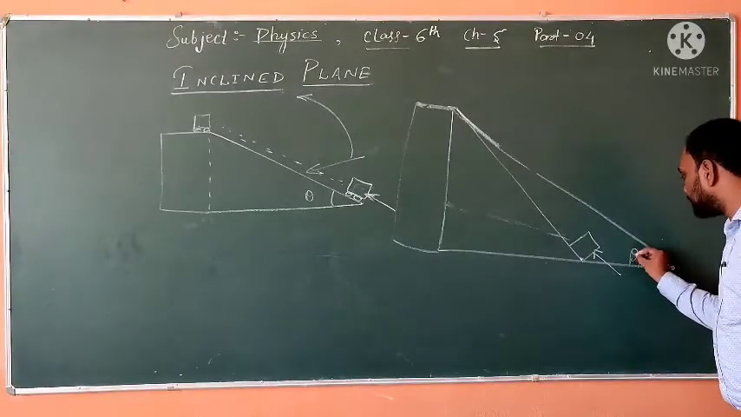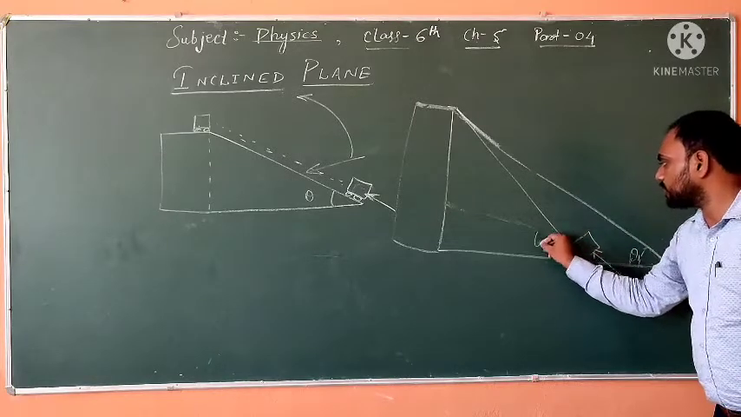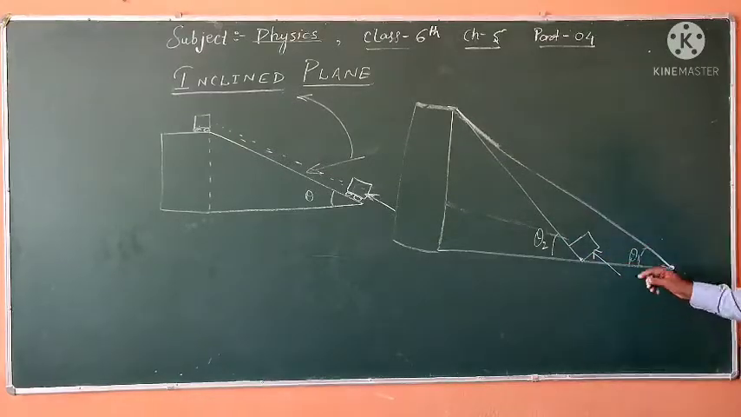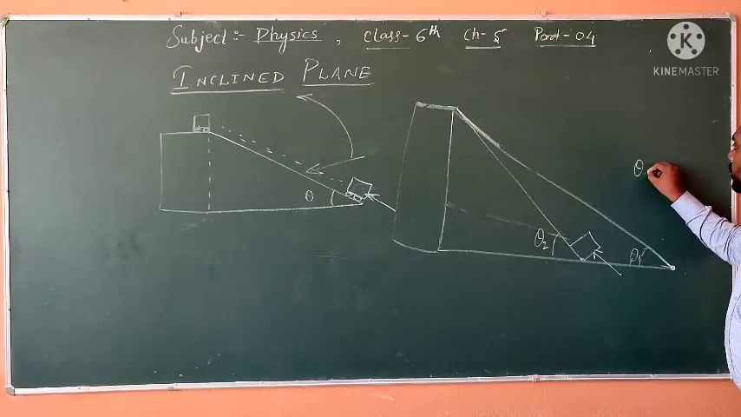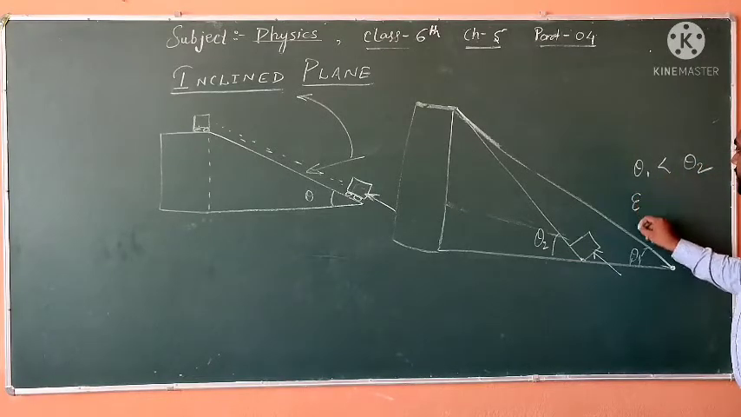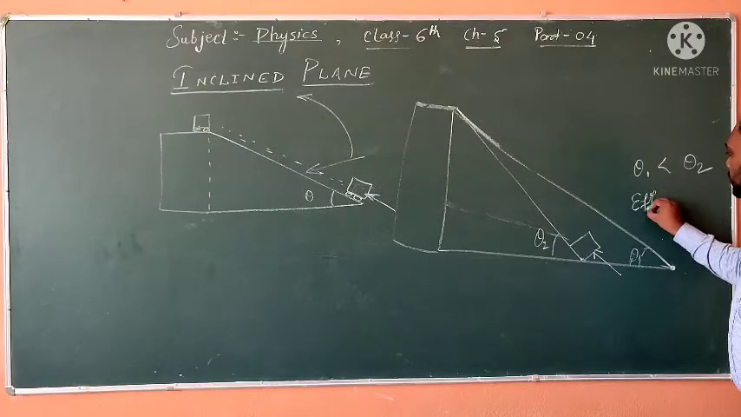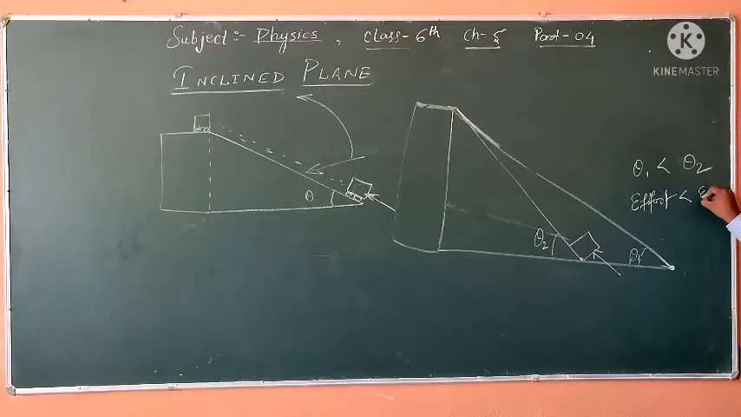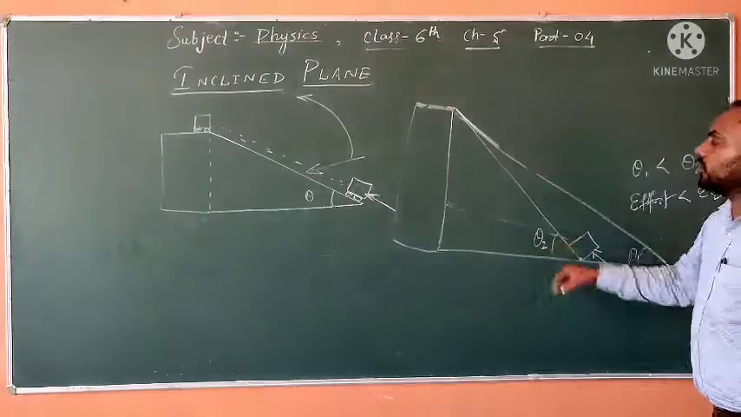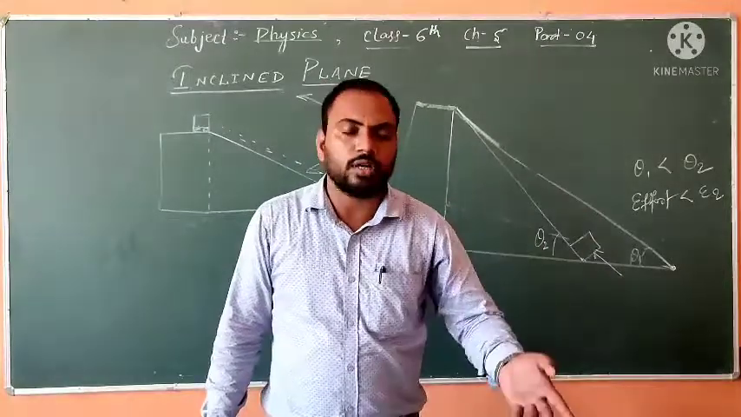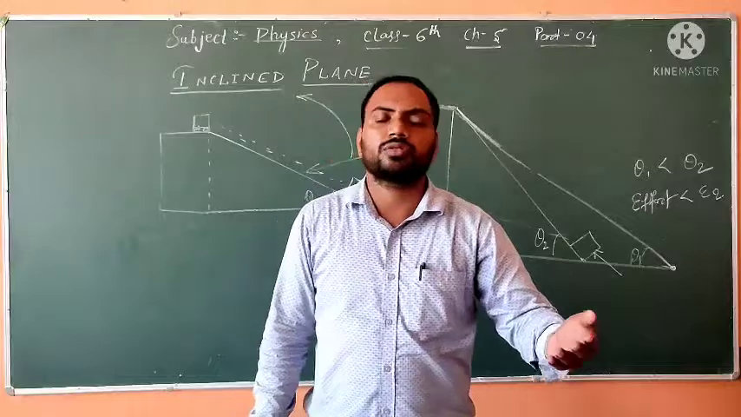So, dear, understand something extra. Let's suppose theta 1 and theta 2 are the angles between the horizon and the inclined plane. If theta 1 is less than theta 2, it means less effort is needed for that inclined plane than the effort needed for incline 2. E2 means effort 2. So if there is a high inclination, more effort is needed. If there is a low inclination, less effort is needed.